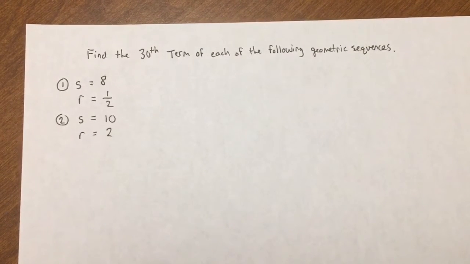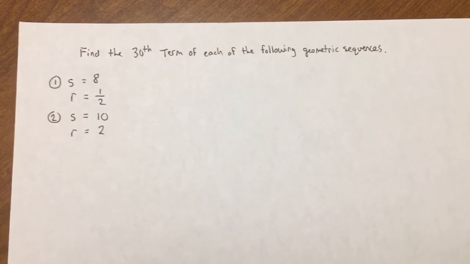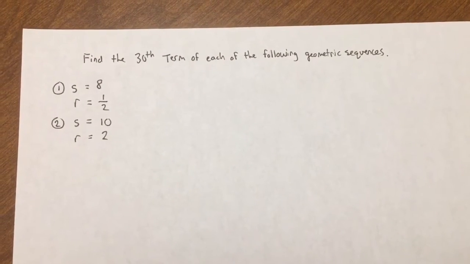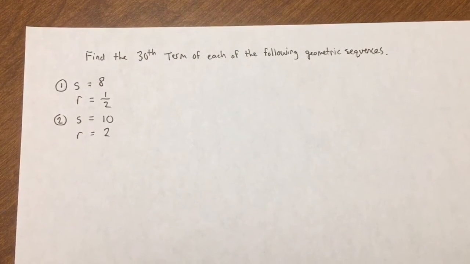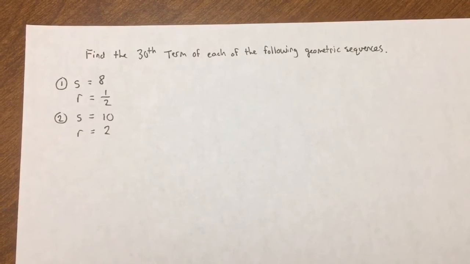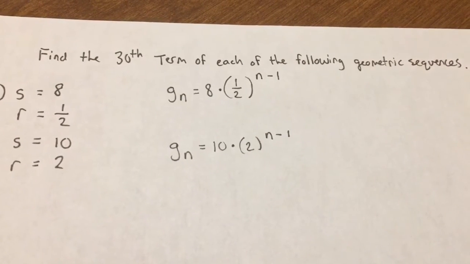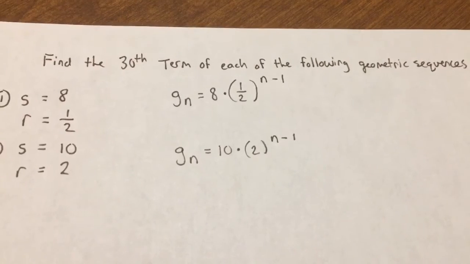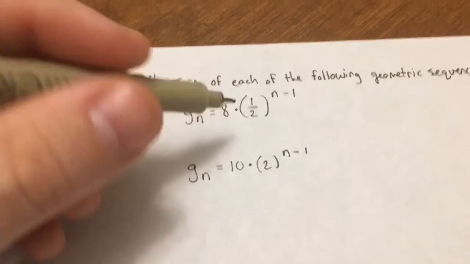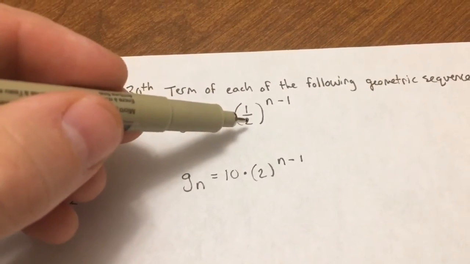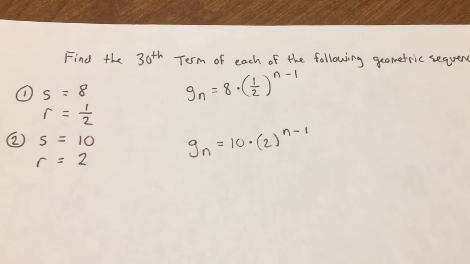Let's try some quick check problems out. For these two problems, we're going to find the 30th term of each of the following geometric sequences. I've given you the starting number and the common ratio for these two problems. You can pause the video right here and write out the geometric sequence formulas and then hit play so that you can compare your work to see if you're on the right track. If you've set your formulas up correctly, this is what the format should look like for both problems 1 and 2. Remember, 8 is our starting number, and 1/2 is our common ratio for problem number 1. And for number 2, 10 was our starting number, and 2 was our common ratio.